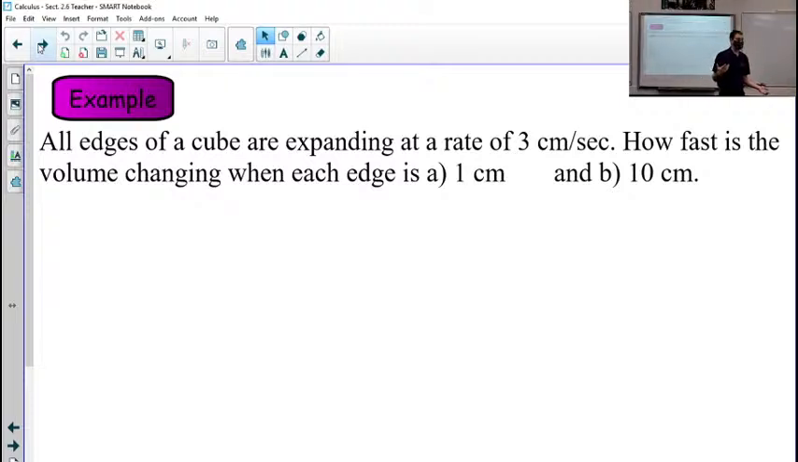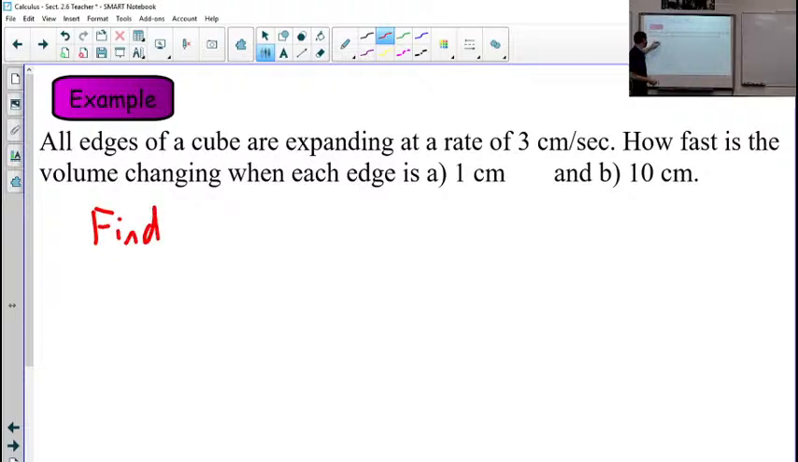But it's not going to get bigger at the same rate that the side gets bigger. Right? Because if the side goes from 2 inches to 3 inches, the volume doesn't go up by 1. It goes up by a lot more than that in a cube. So we're using the rate of change of the side to solve for the rate of change of the volume. How fast is the volume changing? So we are trying to find dV/dt. We're finding the rate of change of the volume with respect to time.